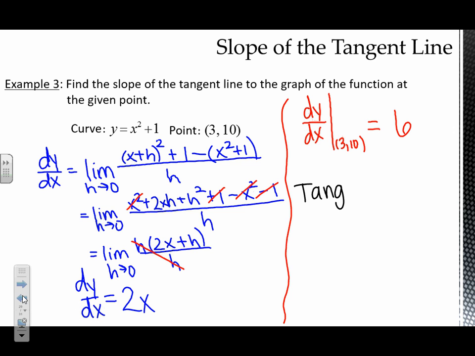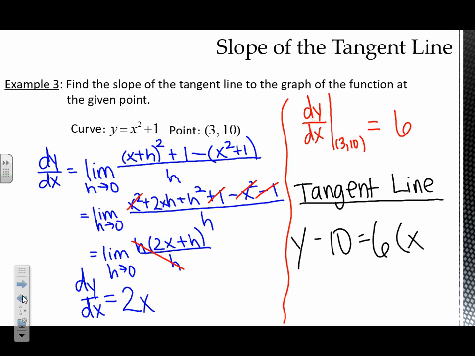So if I were to ask you to write the equation of that tangent line, remember I told you slope, point slope form, that's what I want you to use. y minus y1 equals slope times x minus x1. And this is how I want you to leave your answers. It will help us when we're using these to approximate later. And that's it.